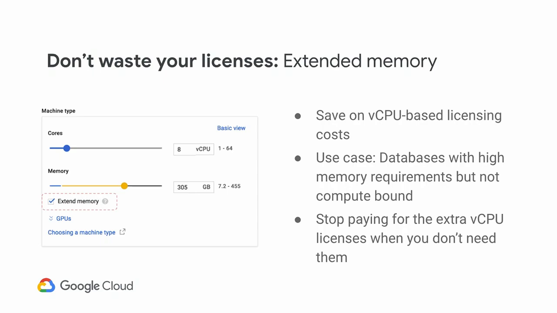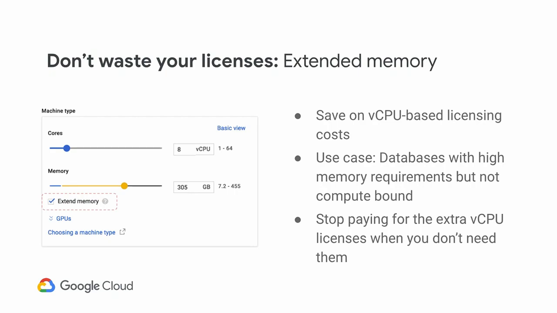All right, so we're going to switch to something a little more niche-y now, and we're going to talk about licensing. There's two types of licenses I want to talk about today. The first is vCPU-based licenses. So you may have some software that you've purchased that the software provider says you can run in the cloud, but you have to license it based on each vCPU that you're running.